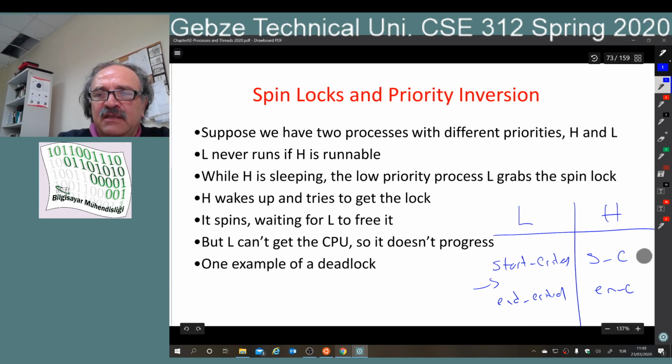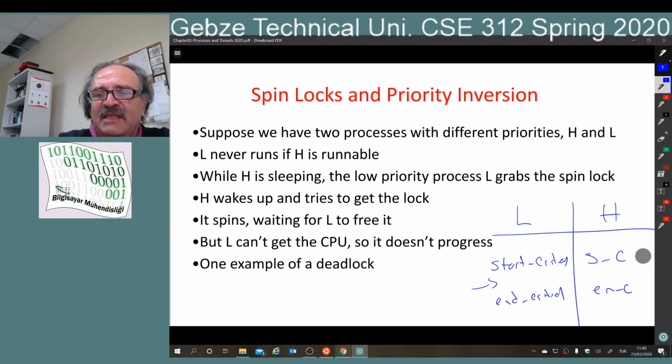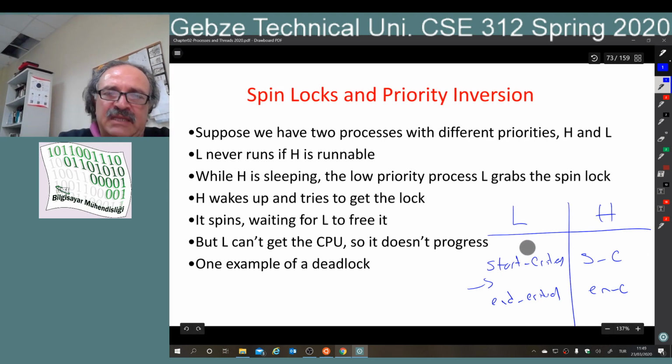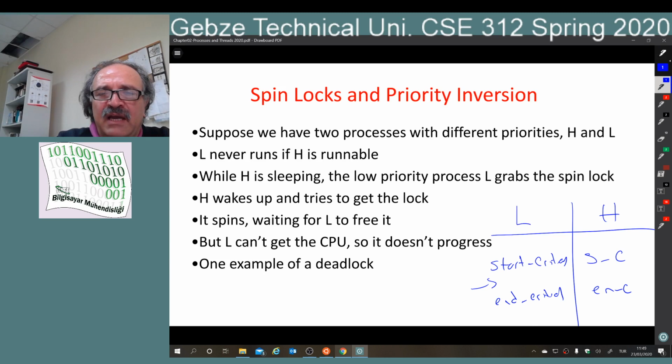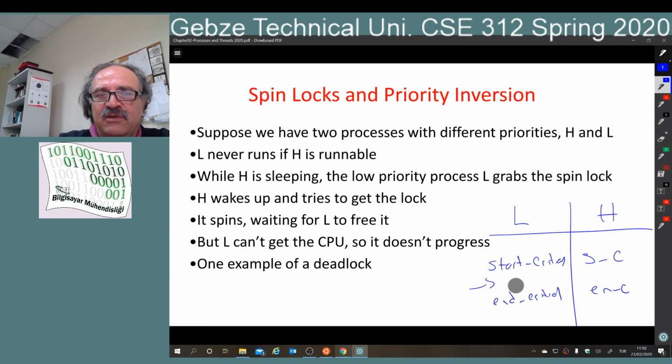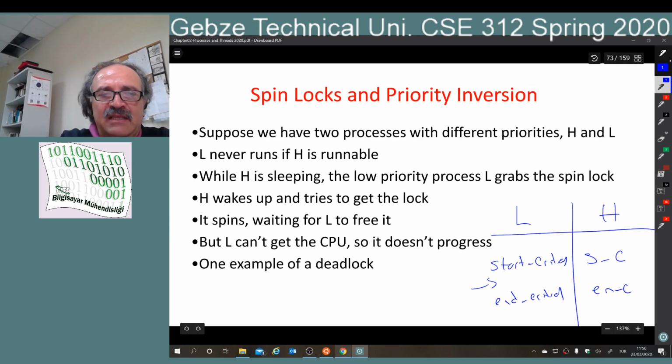H will run. If an interrupt happens, the operating system will check if anybody else is ready to run. L is ready to run, but I cannot let L run while H is runnable, so it will let H run again. H will run in an infinite loop, and L will never find a chance to run so that it can release the lock. H wakes up and tries to get the lock. It spins, waiting for L to free it, but L can't get the CPU, so it doesn't progress.